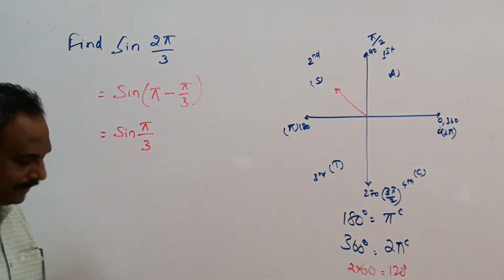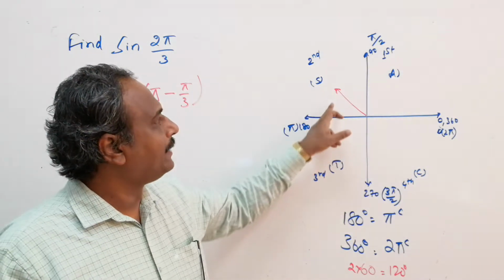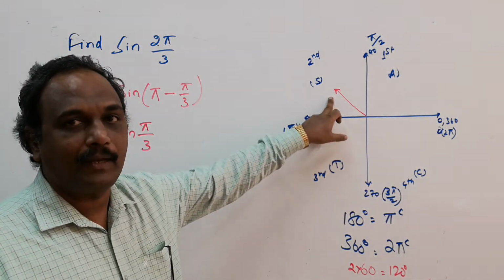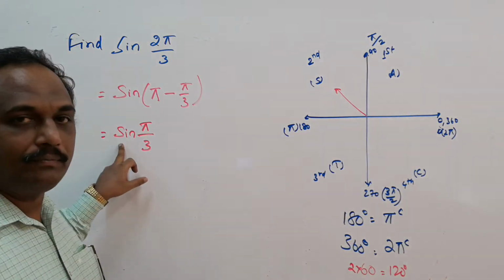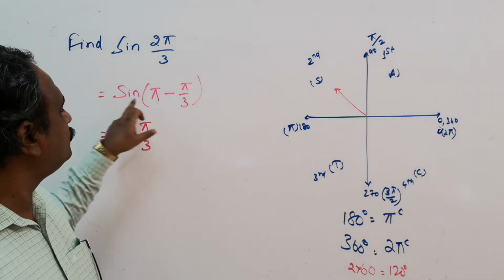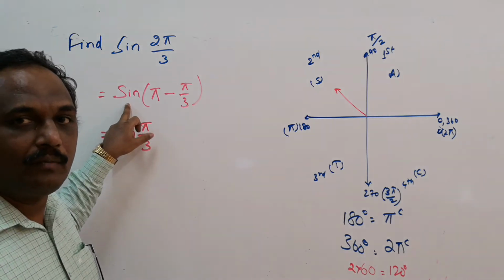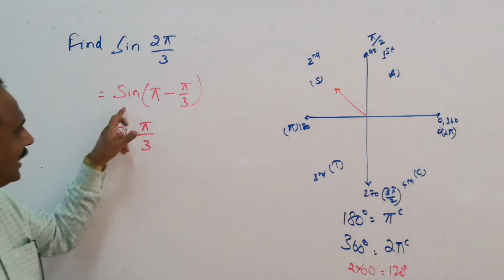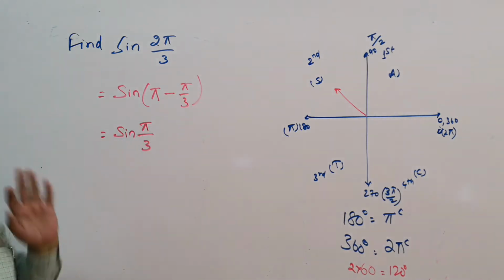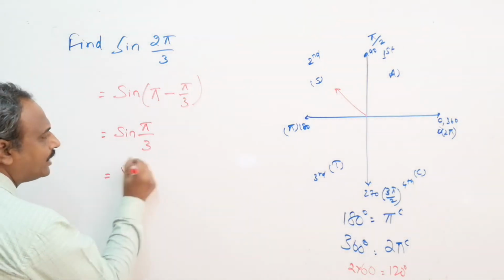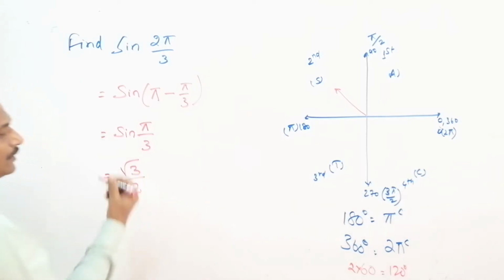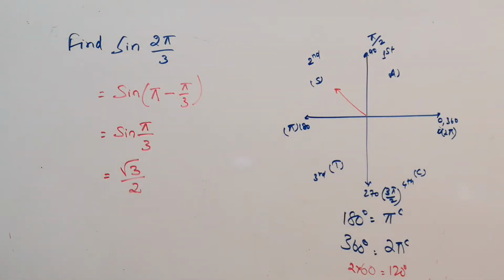Sine of pi minus pi by 3 is in the second quadrant, so sine will be positive. With pi minus, the trigonometrical ratio will not change. So sine will be sine, this is pi by 3. So sine pi by 3, using the table value, is root 3 by 2.